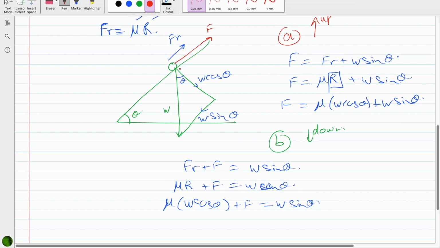Some of the data would be given, and this R is equal to W cos theta, because these are the only two forces in this direction.